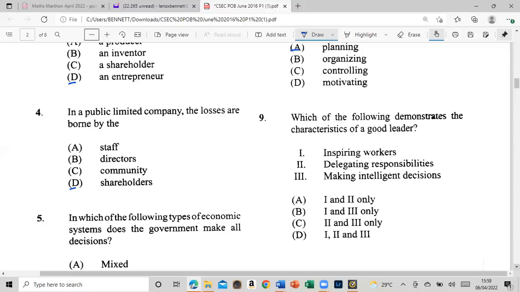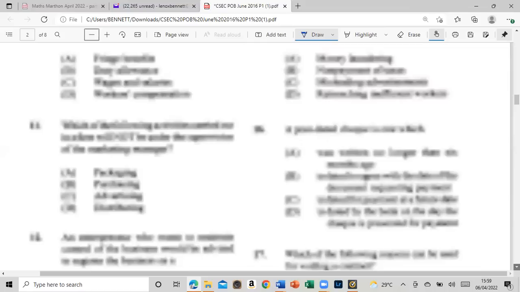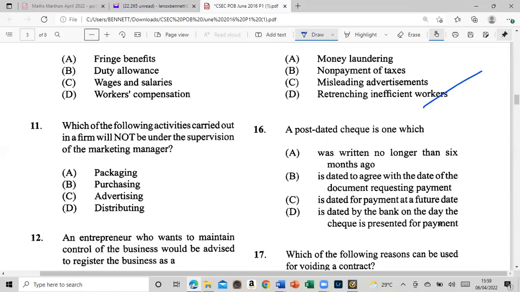Three, making intelligent decisions, and that is so. I'm gonna go with all three for that one. All right, let's move on to number 10.